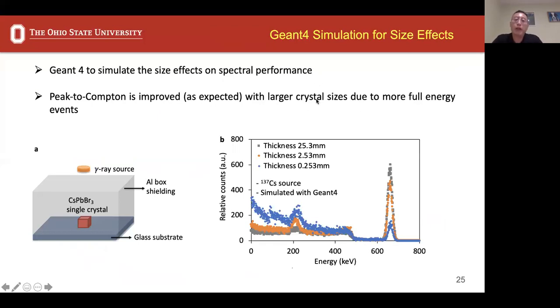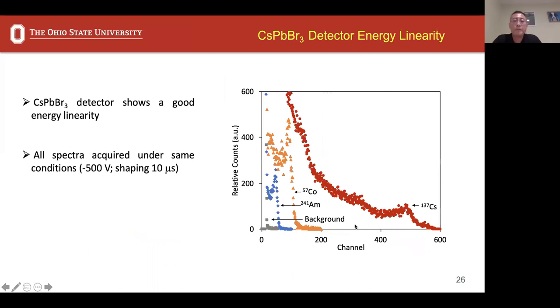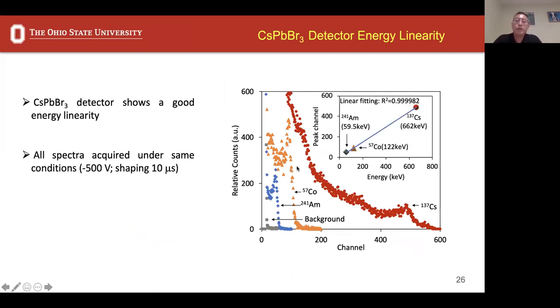We also did a Geant4 simulation to see how the size affects the spectrum. Of course, size matters. For a smaller device, you will not have a good peak-to-Compton ratio, but for a large device, you will have a much higher peak-to-Compton ratio. So this is another demonstration. We look at the three spectra from americium-241, cobalt-57, and cesium-137, and at the energy linearity. As shown here, they're quite linear at different energies for this perovskite for radiation detection.